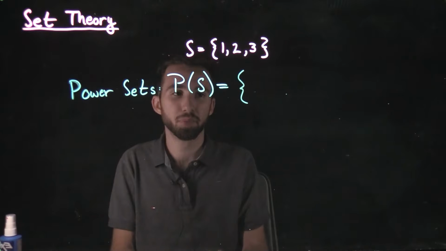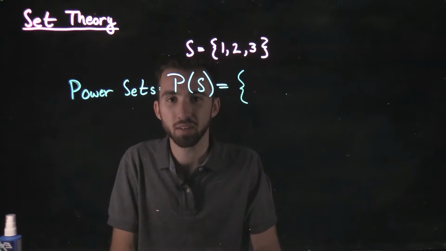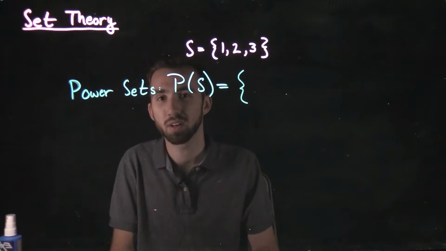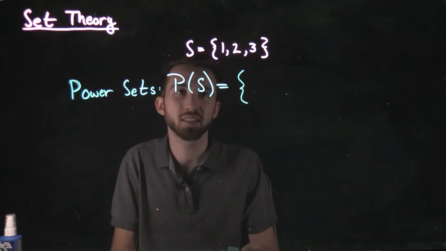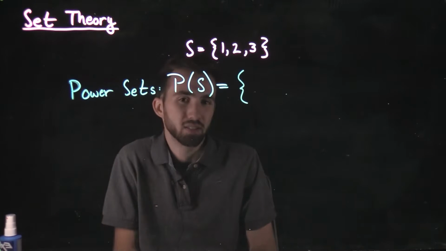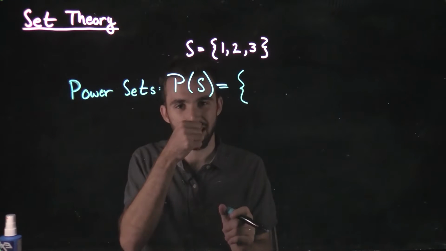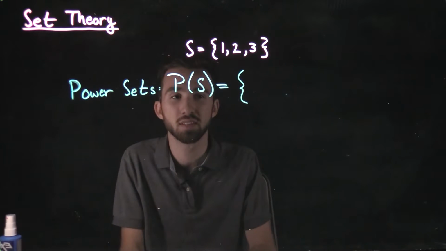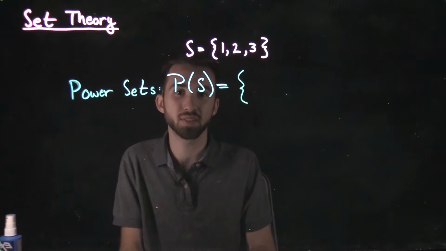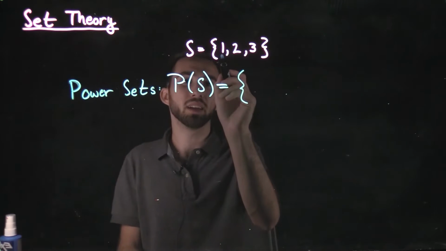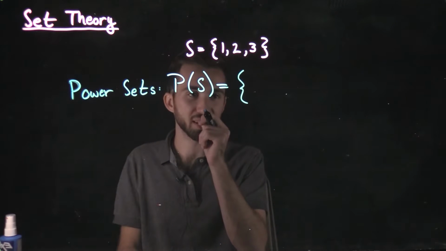Now, first off, you probably didn't even realize that we were allowed to have sets of sets. I'm not sure if I said that earlier, but you can. You can have sets of sets. Sets are things, right? So you can include them inside of a set because a set is just a collection of things. So this is a set of sets, and it's all possible subsets.